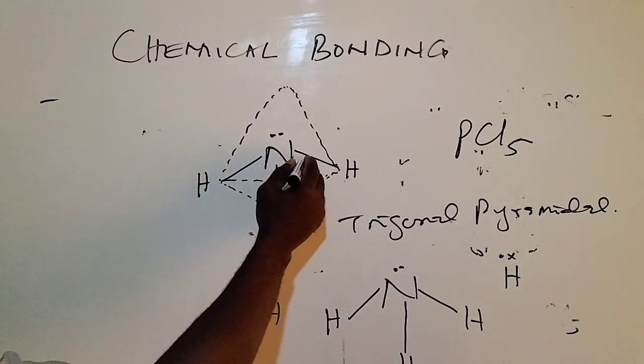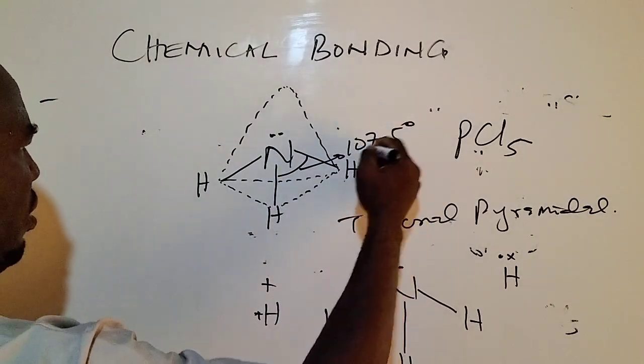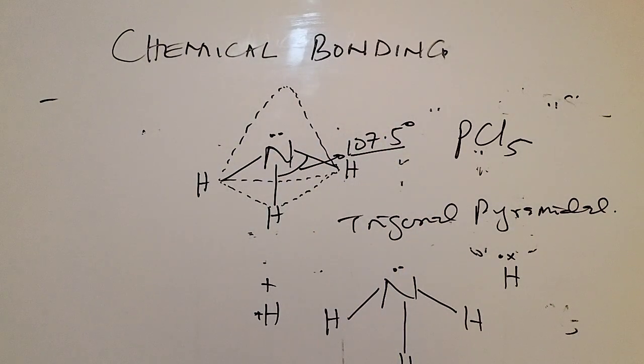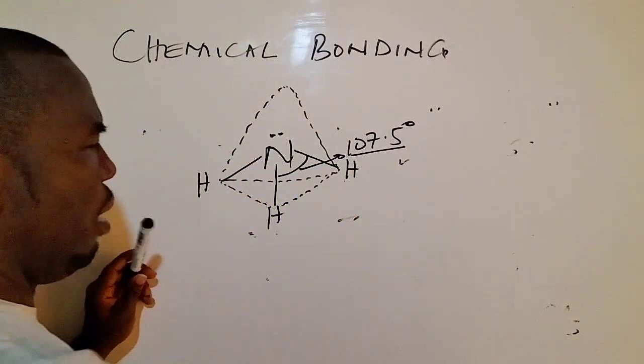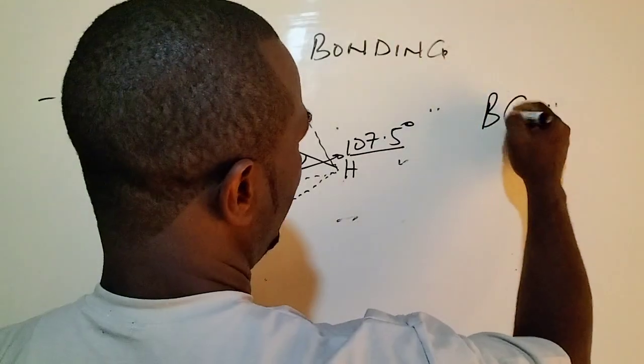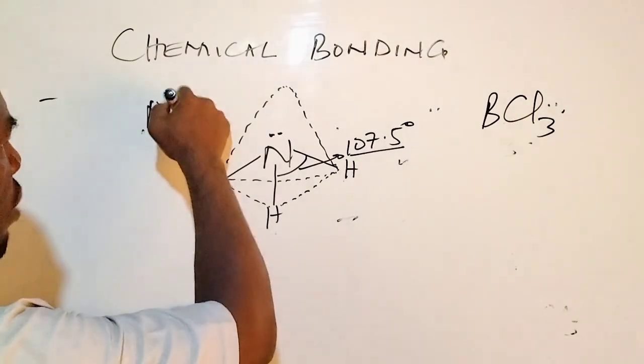The bond angle in ammonia is about 107.5 degrees, or about 107 degrees. That's the bond angle of ammonia's trigonal pyramidal shape. So you see, because of the lone pair on nitrogen, ammonia does not have a trigonal planar shape. Look at the difference. This is ammonia. Then let's review BCl3, sorry, boron trichloride. This is ammonia. The structures look alike.